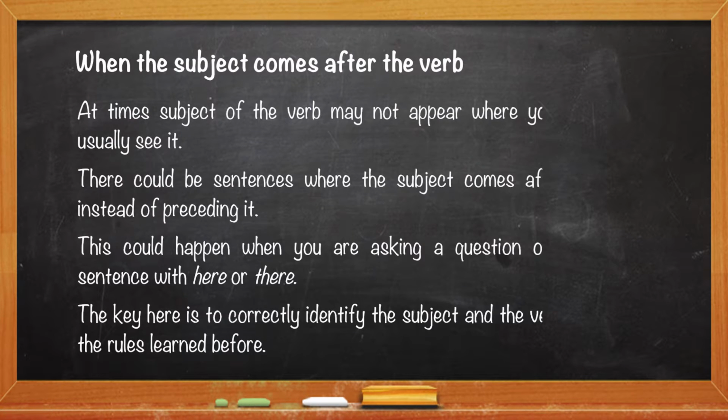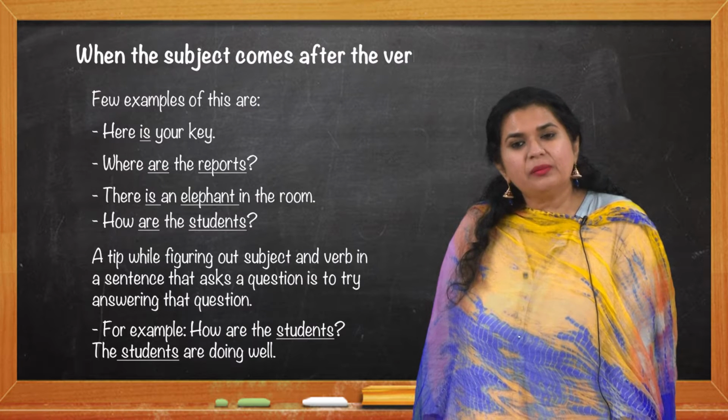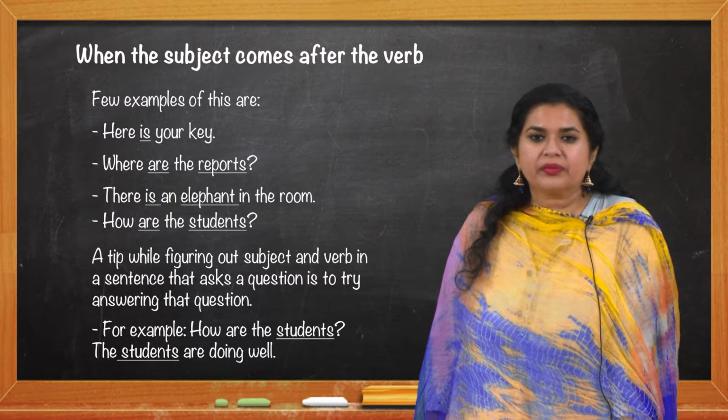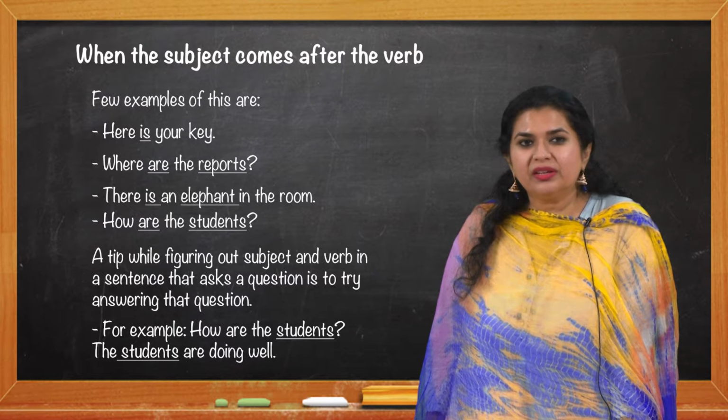So, here is an example. When the subject comes after the verb, at times the subject of the verb may not appear where you expect to usually see it. There could be sentences where the subject comes after the verb instead of preceding it. This could happen when you are asking a question or starting a sentence with here or there. The key here is to correctly identify the subject and the verb and apply the rules learned before. When the subject comes after the verb, for example, here is your key. So, key is the subject, remember it is not here.